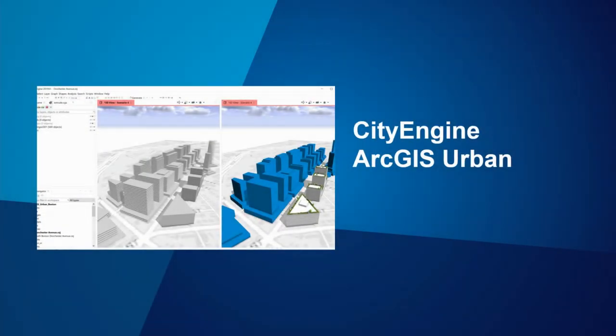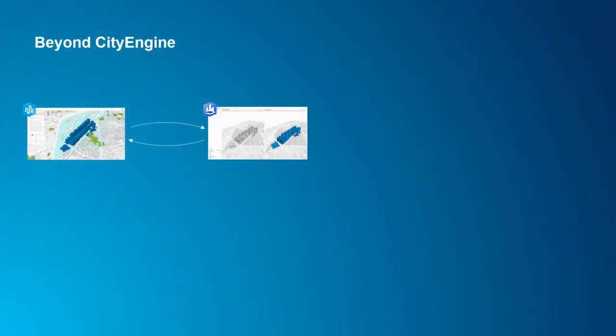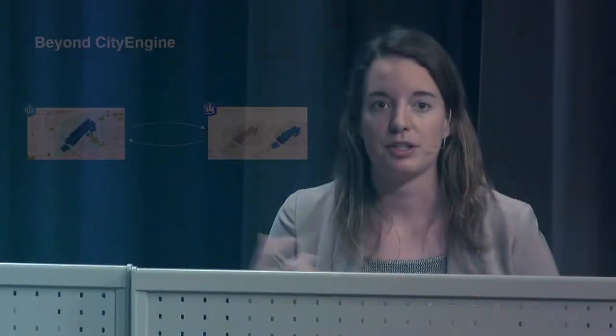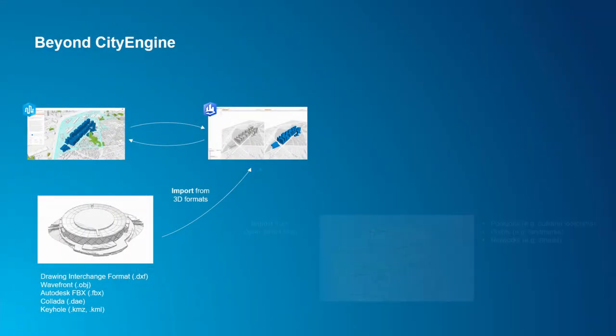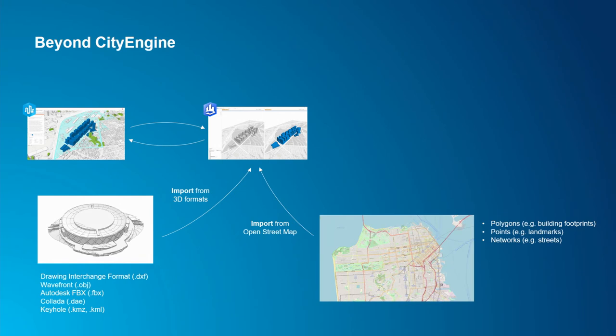Go back to my presentation. So I just showed you this synchronization between Urban and CityEngine. And if you've never used CityEngine, I just want to quickly explain why it's very powerful to use it also in the context of urban planning here. Because we can import all sorts of 3D formats to CityEngine. So if you have data in other formats, you can streamline them through CityEngine and bring them into Urban like that. You can not only import 3D formats, but actually also 2D maps, such as OpenStreetMap.